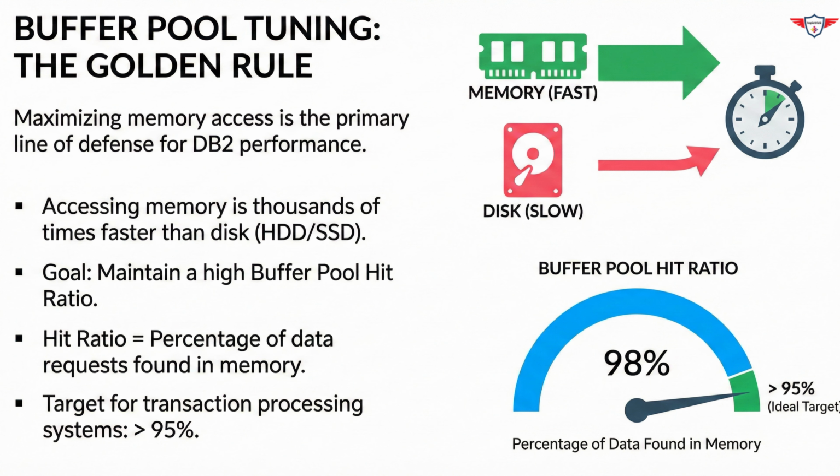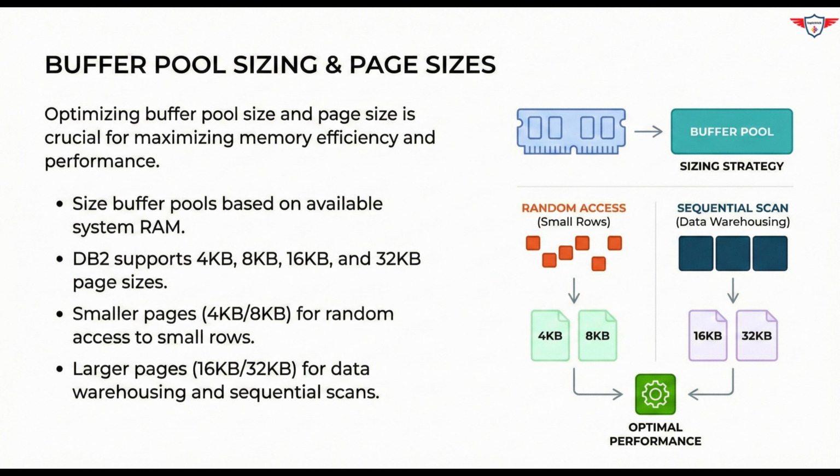To achieve this, you need to size your buffer pools correctly based on your available system RAM. You also need to consider page sizes. DB2 supports 4 kilobyte, 8 kilobyte, 16 kilobyte, and 32 kilobyte page sizes. Generally, if you have random access to small rows, smaller page sizes work well. If you're doing data warehousing with massive sequential scans, larger page sizes are often better.